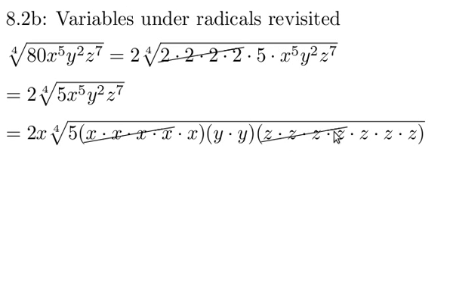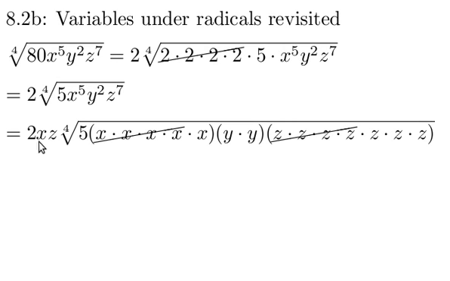Okay, so here's 4 z's that we can pull out to the front, and so we'll have 2xz to the 4th power of all this. Now, can we pull out another z? Well, no, because we've only got 3 z's left. So let's go ahead and clean this one up and say that this is equal to 2xz, the 4th root of 5, and we have 2 y's on the inside left.